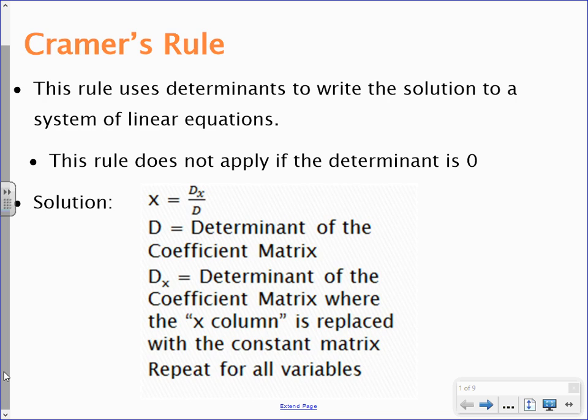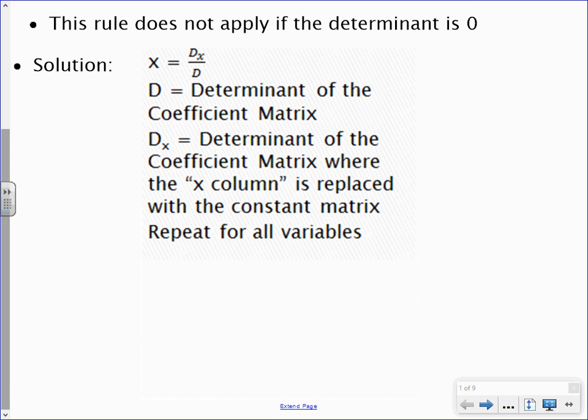The D sub x is the determinant of the coefficient matrix where the x column is replaced by the constants. What are the constants in a system of equations? The numbers that don't have a variable, the numbers on the other side of the equal sign, right? So if we're solving for x, we're going to take the x column and replace it with those numbers and then find the determinant. If we're finding y, we're going to take those numbers and replace the y column and then find the determinant.